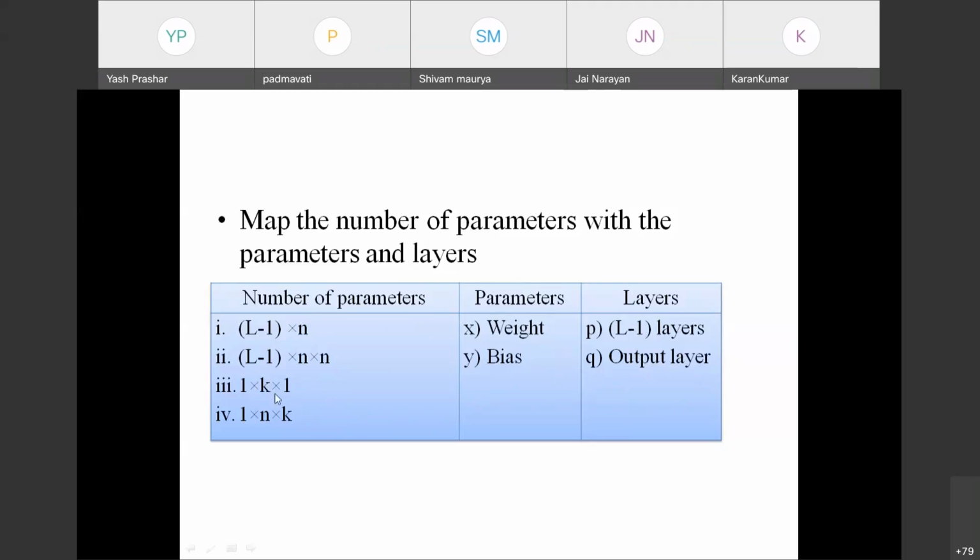Okay. Someone asked what is K? K here is the number of outputs. And you can think that we have an equal number of neurons in each of the layers. How many neurons will we have? We will have n neurons.